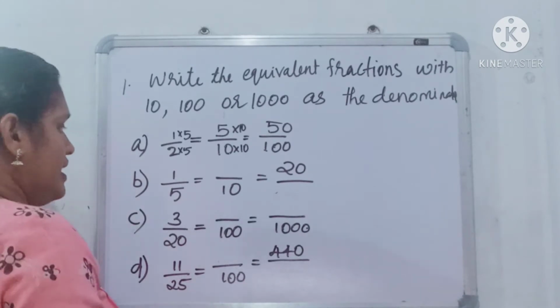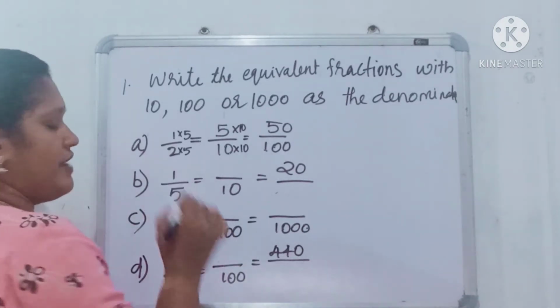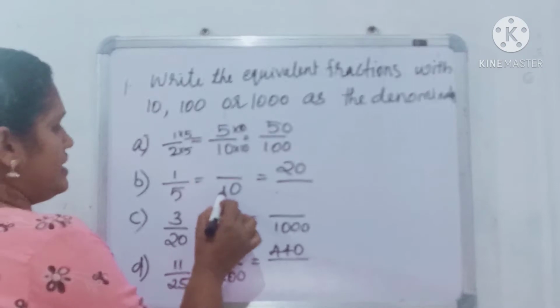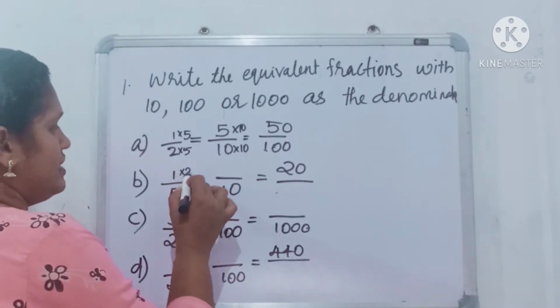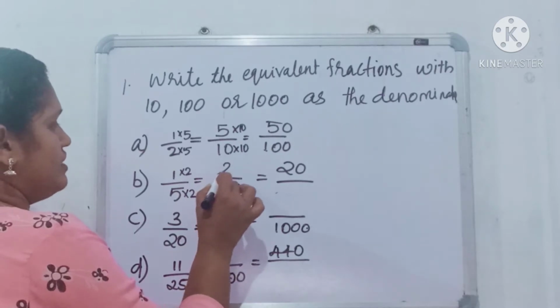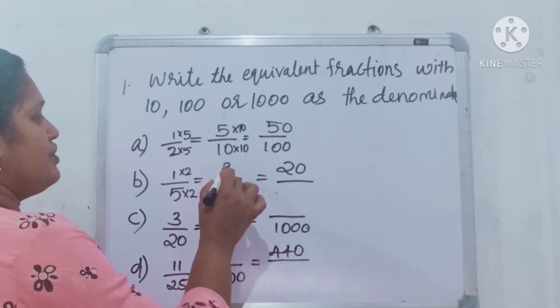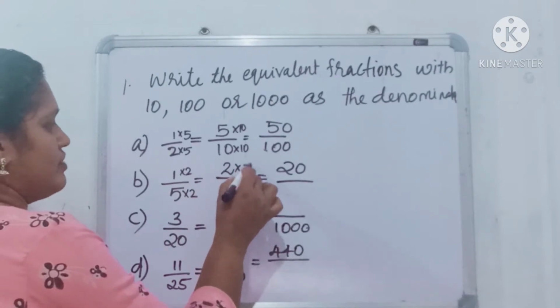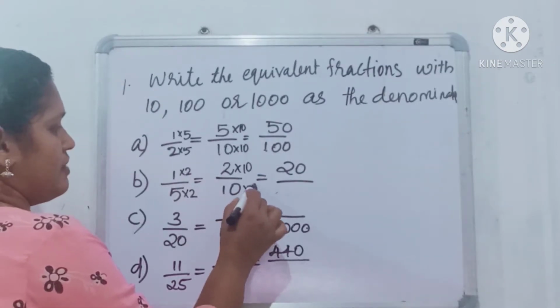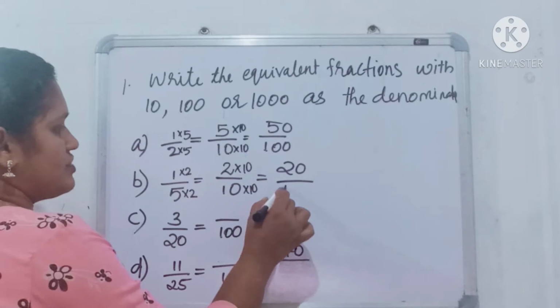Okay. Next, 1 by 5. To get 10, we should multiply by 2. Here also by 2. So here 2. 2 into dash equals 20. 2 into 10 equals 20. So here also multiply by 10. So, 100.